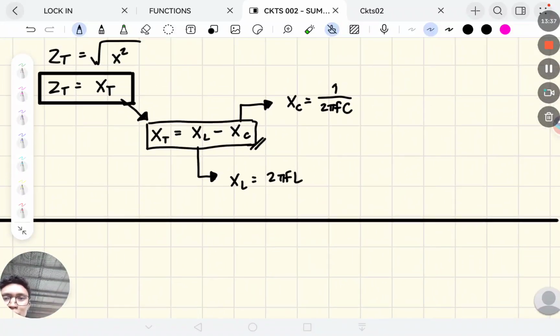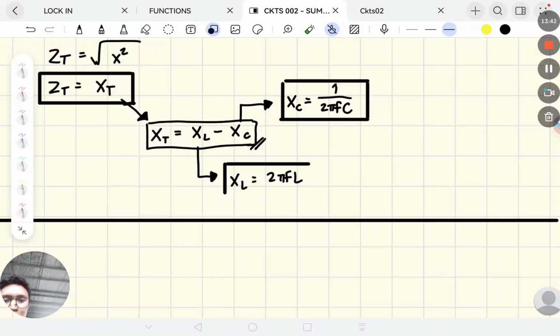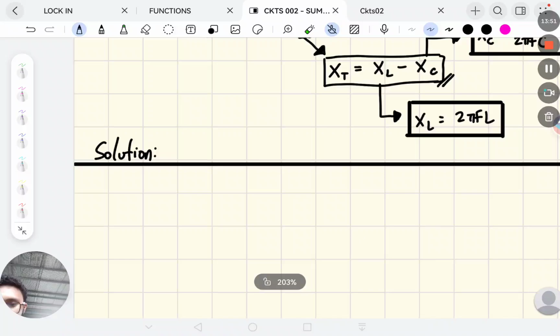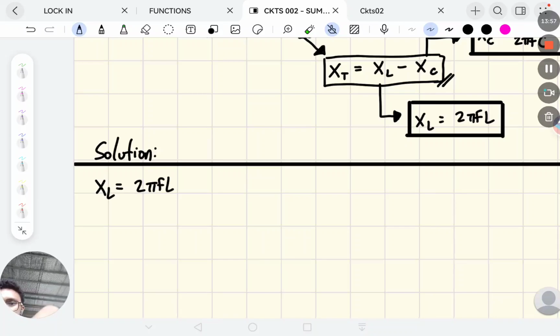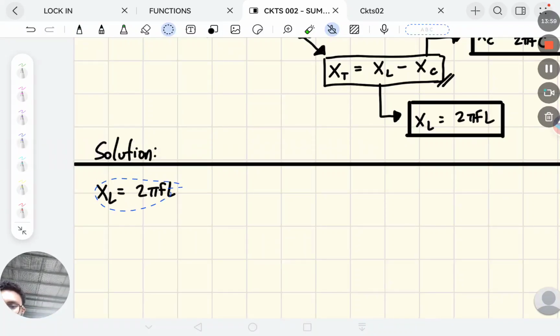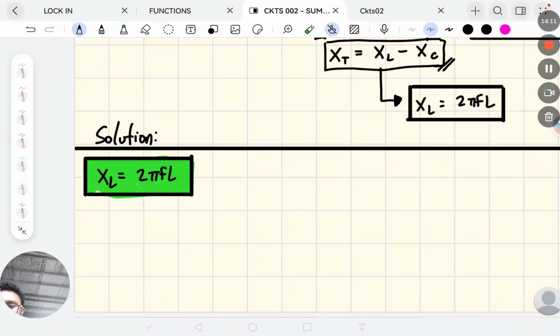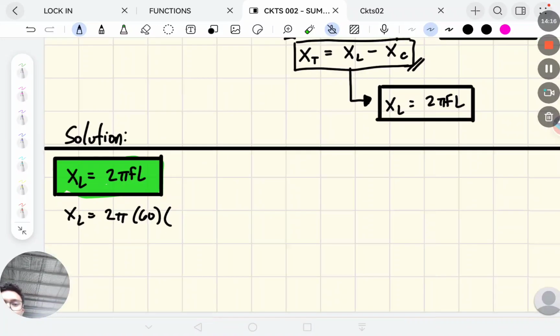First thing is what? Ano hanapin natin? Mahalin dito. So, normally inductance muna. XL is equals to 2 pi FL. Yan po ang formula ng inductance, di po ba? Okay, plug in. 2 pi, frequency is 60, inductance is what?